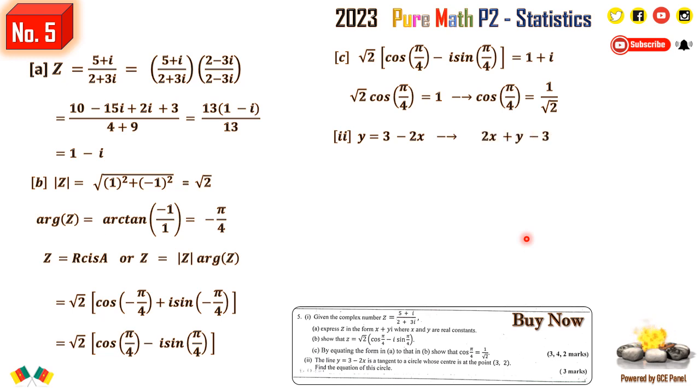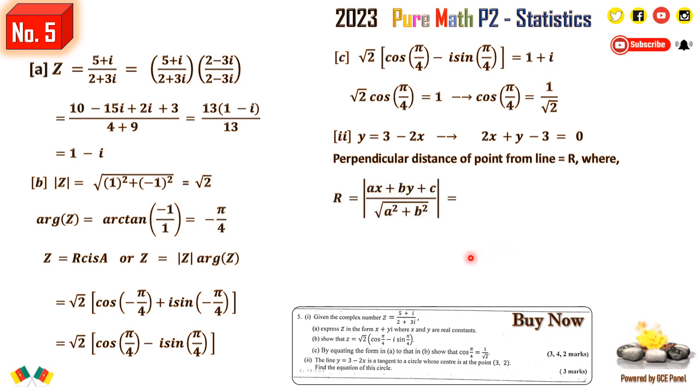So y is equal to 3 minus 2x implies 2x plus y minus 3 equals 0. So how do we find the perpendicular distance of a line to a point? The perpendicular distance of a point from a line is given by d, or in this case the radius, so we're going to call it r. r is equal to the absolute value of ax plus by plus c, all that on the square root of the sum of squares of the coefficients of x and y.